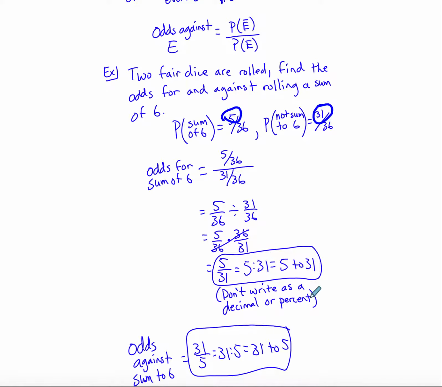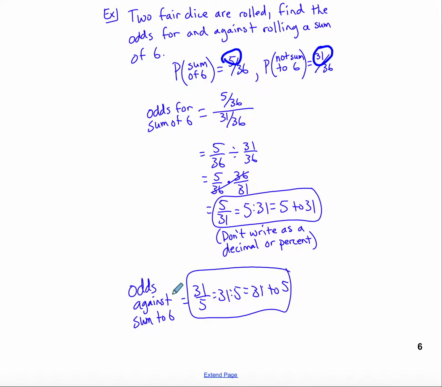You do not write these as decimals or percents, so you either write them as a fraction, which I don't like that much, I prefer the colon or the "to." The odds against a sum of 6 would be basically turning it upside down. So it'd be 31 over 5, or 31 to 5.